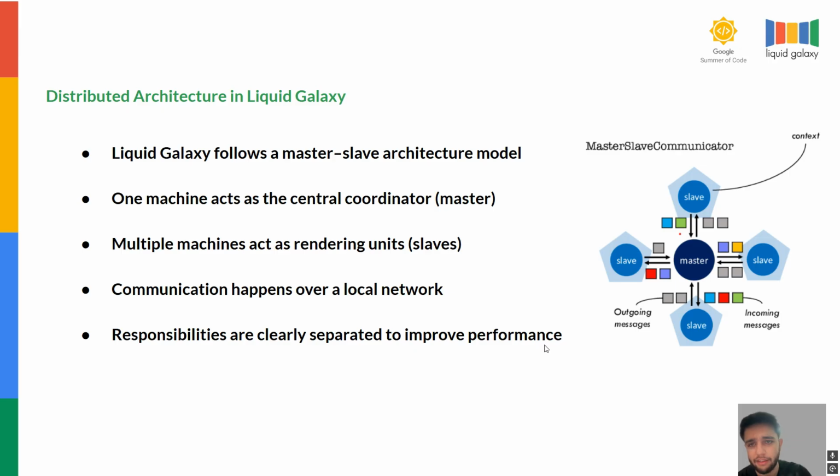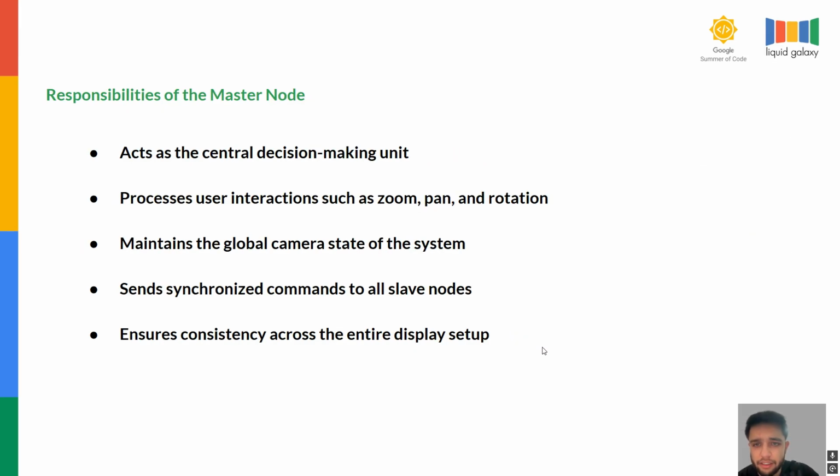So now we'll go to the next slide, which is responsibilities of the master node. The master node acts as a central decision making unit. It processes all user interaction such as zooming, panning, or rotation. The master maintains the global camera state, which defines exactly what the system is viewing. Based on this, it sends synchronized commands to all slave nodes. This ensures consistency across the entire display system.